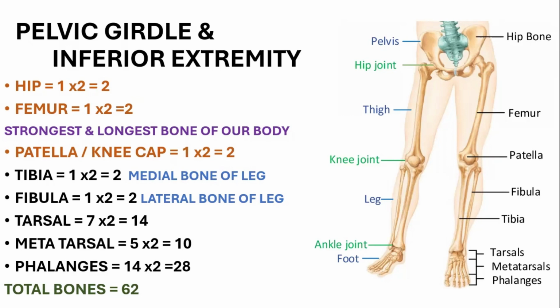But in the knee joint, we have one more bone, which is known as the patella. Patella is also known as the kneecap. This round shaped bone is the patella. Very important, patella bone. One for right, one for left. And then we have the tibia and fibula in the leg region.